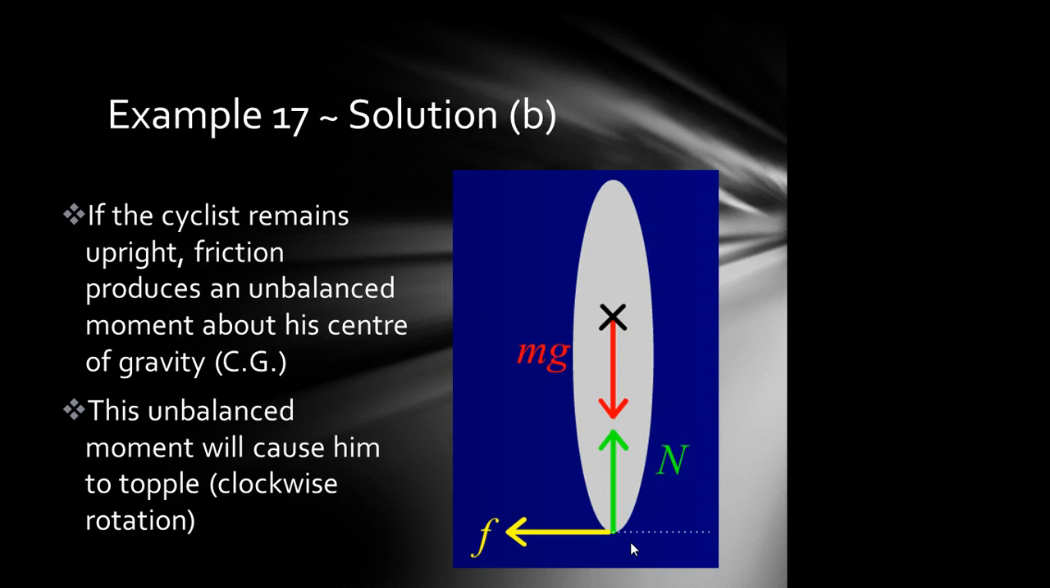Okay, let's consider moments at the center of mass of the person. There are two forces providing moments, N and F. But N is parallel to the distance to the center, so N provides a zero moment. The only force that provides a moment now is the frictional force.